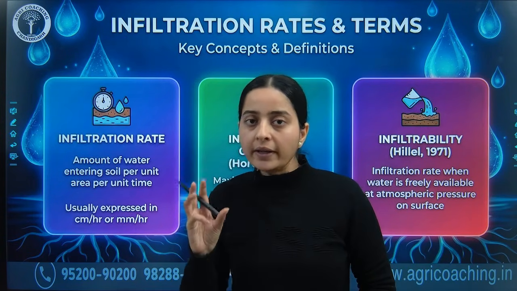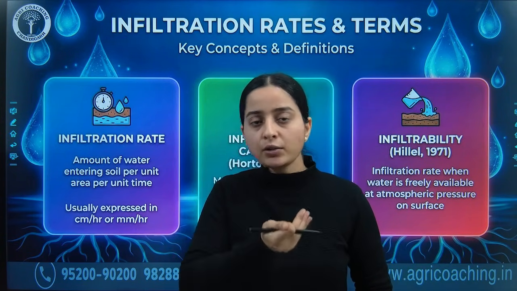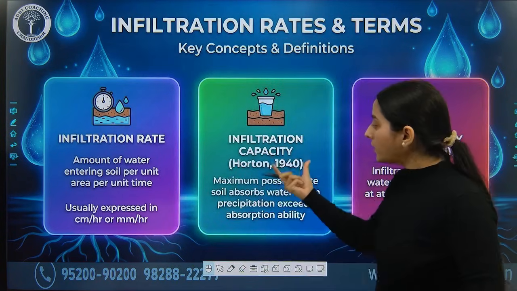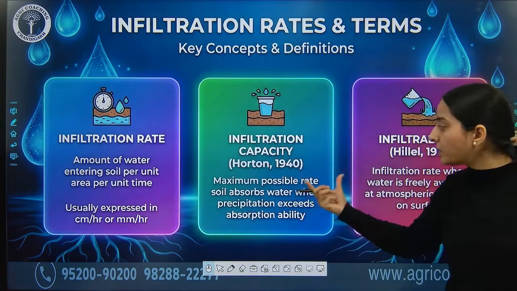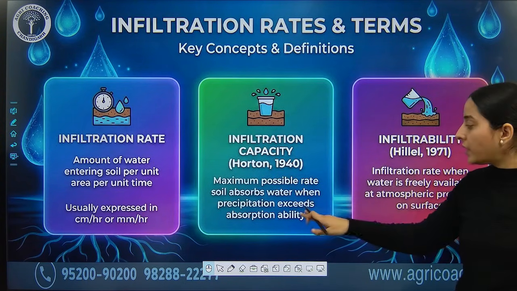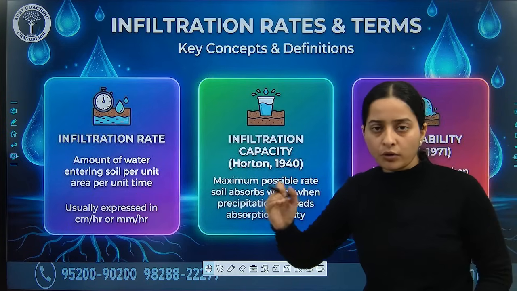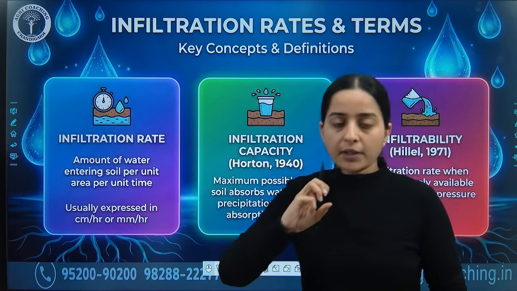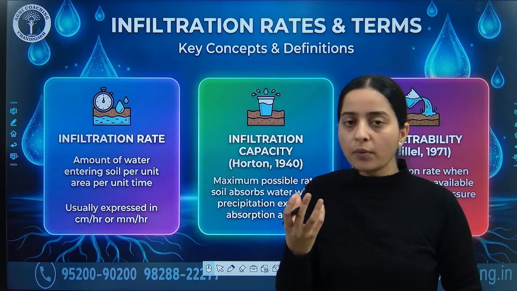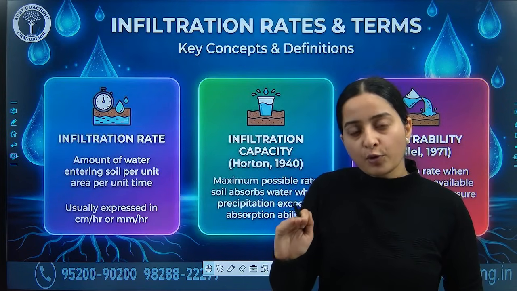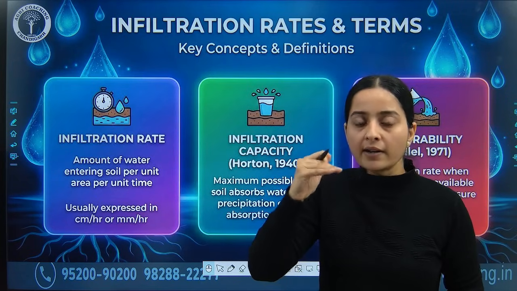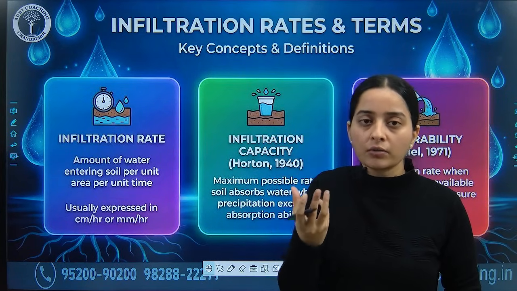But if they are offering again, then definitely you are not going to eat because you're almost full now. So that's the infiltration capacity: the maximum possible rate at which soil absorbs water when precipitation exceeds the absorption ability. If the rainfall is more, but the capacity of the soil is limited, it can absorb only for 6 hours or 4 hours.